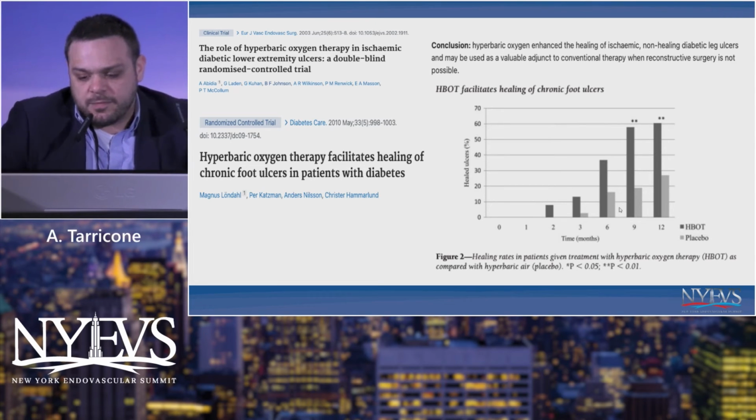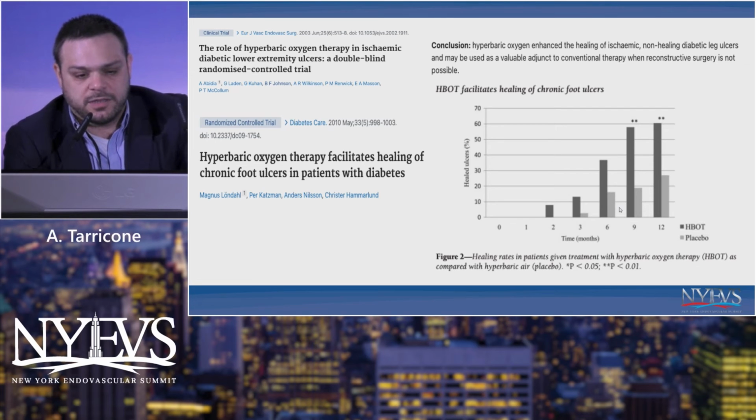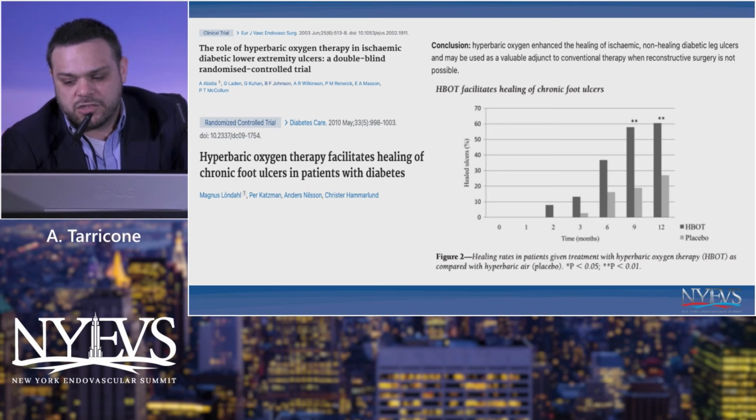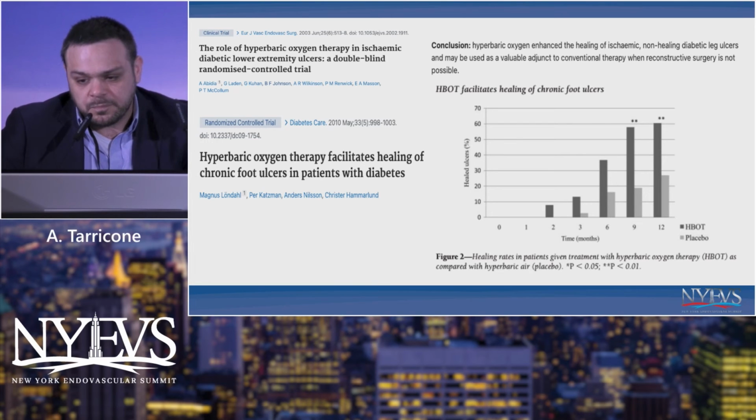So this schematic that we're seeing here is actually from 2003, showing the early results of hyperbaric oxygen chamber versus placebo. And as you can see with the dark columns here, hyperbaric oxygen was really outperforming placebo very well, as far as healing these ulcers. And this is kind of how this came to be so popular.